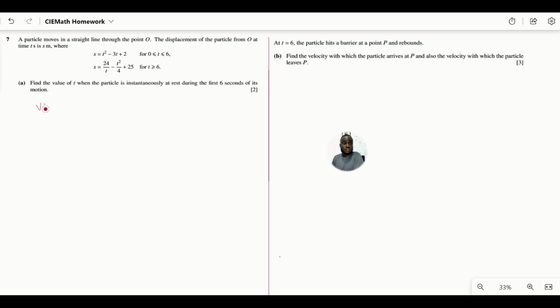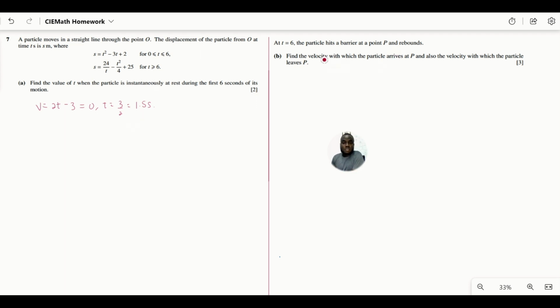Velocity function, of course, is a differential of the displacement or position function, which in this case has a value of... If this is equal to 0, then we conclude that... So this is a time, 1.5 seconds, it takes for this particle to come to an instantaneous rest. And of course, it is within the first 6 seconds.